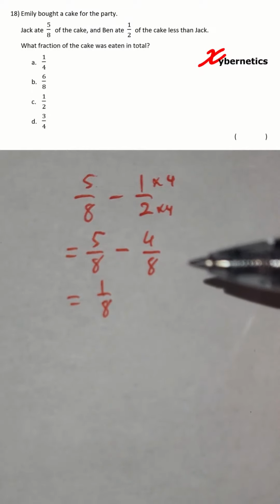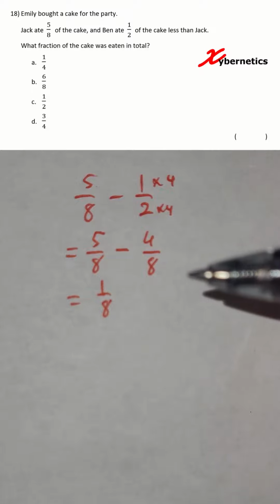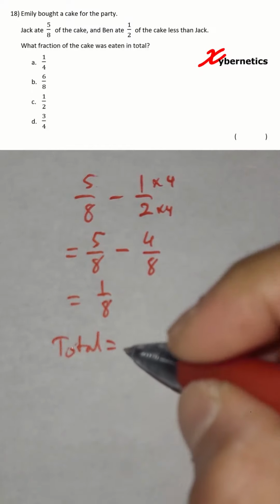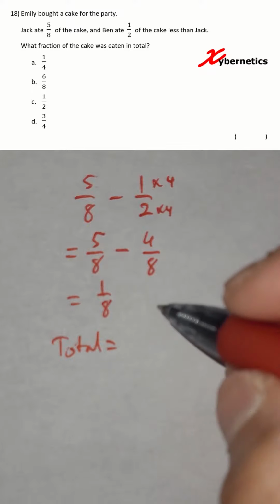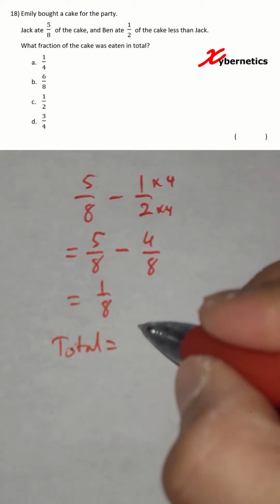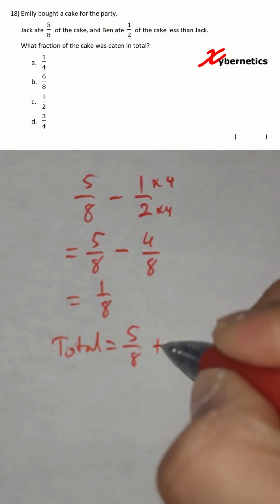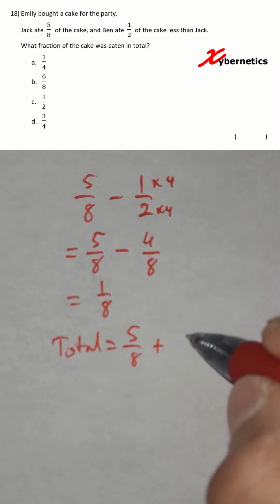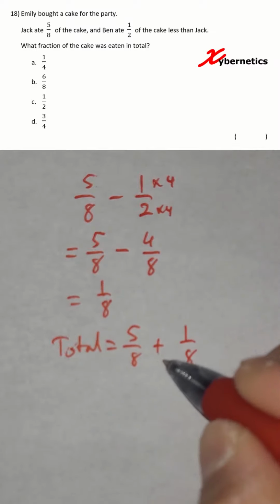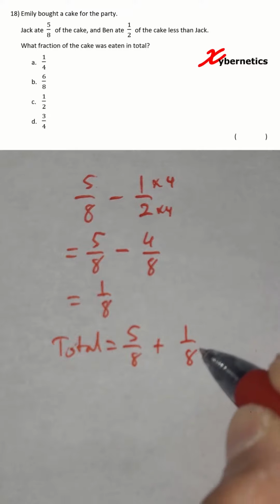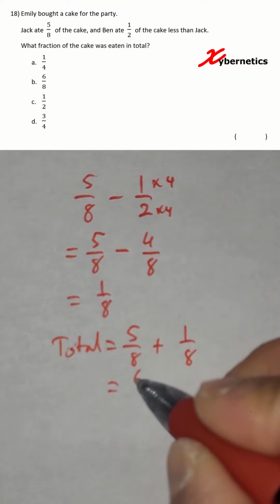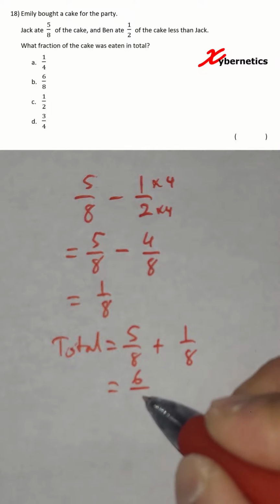Now to find the total amount of cake eaten by both Ben and Jack, you're going to say total equals the total amount of cake eaten by Jack, which is 5/8, plus the total amount of cake eaten by Ben, which is 1/8, which we have just found out. Now, since the denominator is common between these two fractions, you can simply say 5 plus 1, which is going to give you a value of 6, and you just copy the denominator 8 down.